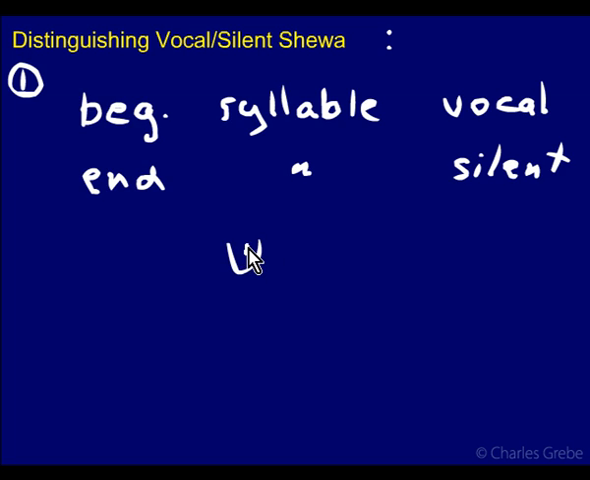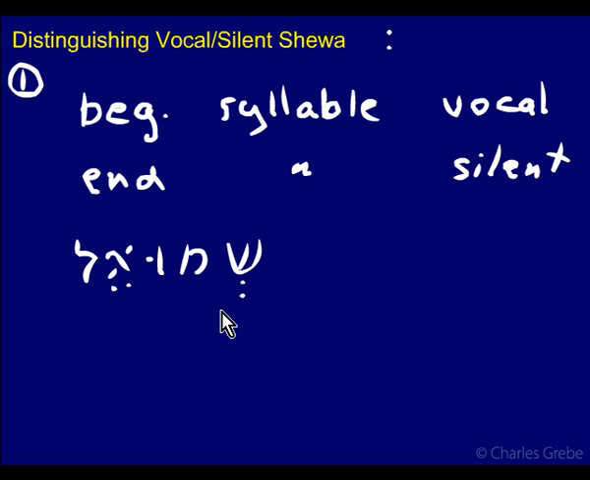The first one is Shmuel, which you may be able to guess means Samuel in Hebrew. According to our rule, the Shewa is at the beginning of a syllable, therefore it's vocal. Beginning of a word is obviously the beginning of a syllable.